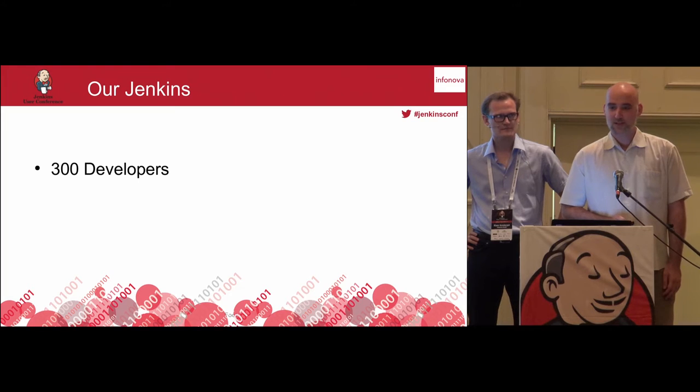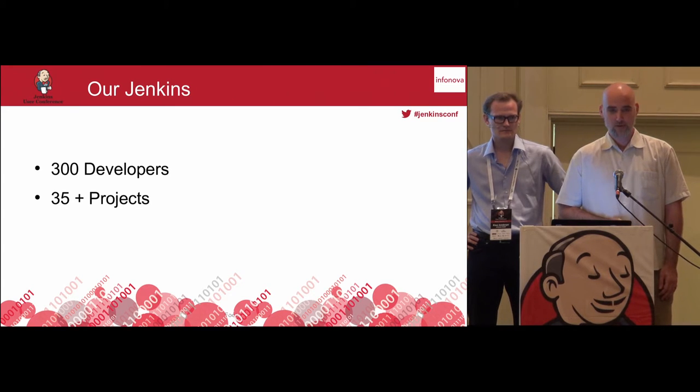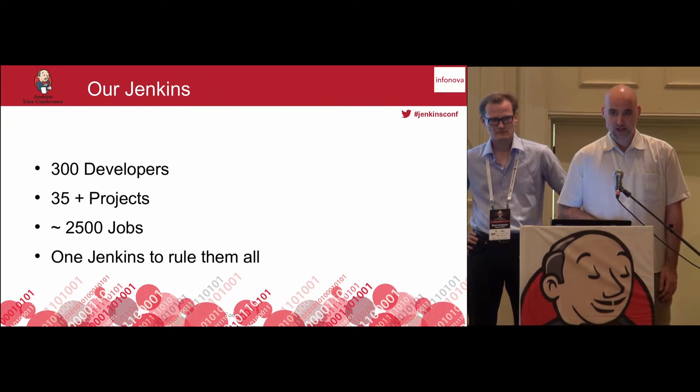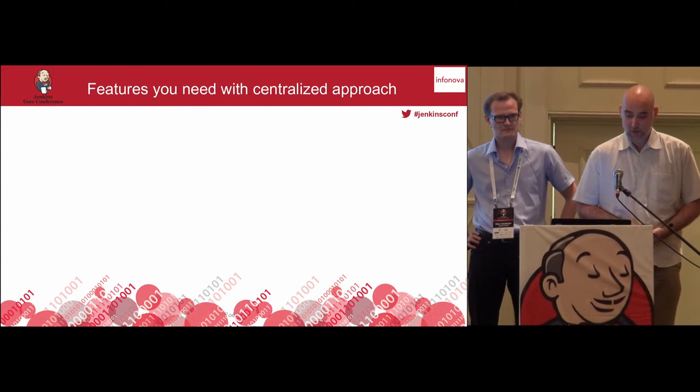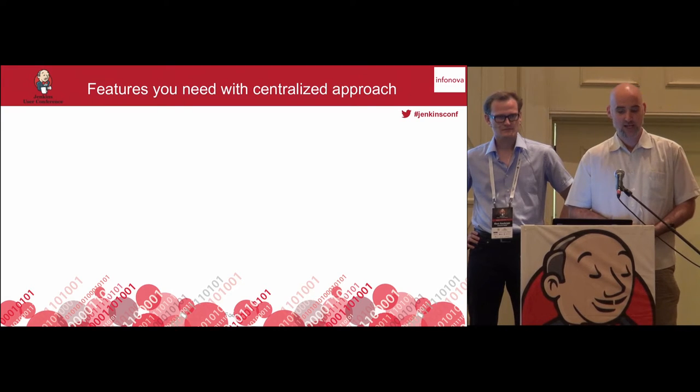Our Jenkins environment is used by roughly 300 developers working on-site and offshore. We host jobs for about 35 projects, increasing, and up to date, we have about 2,500 configured jobs. We decided to have one central Jenkins master to rule all these jobs. And as you might think, it's pretty tough and it's not an option to have a downtime for maintenance. So we had to figure out which features we needed for such a centralized approach.